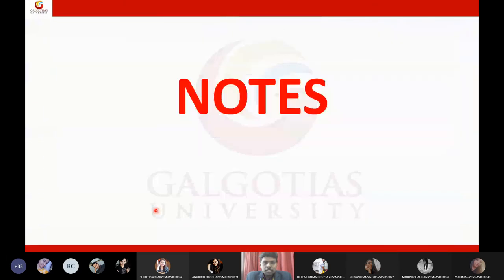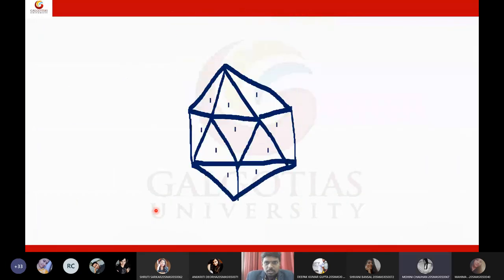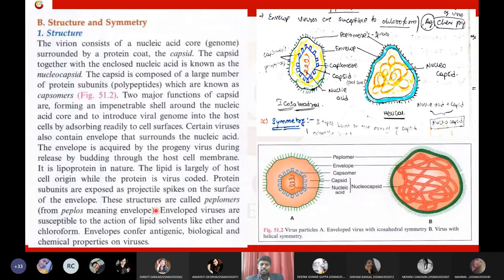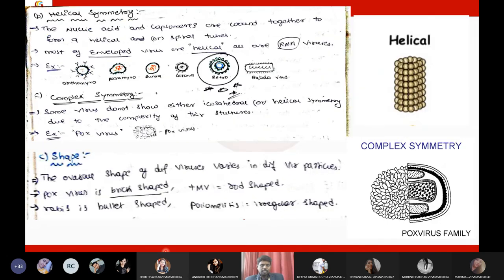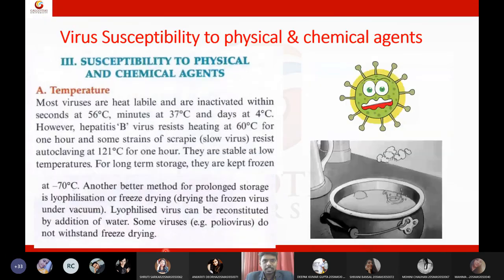So I hope morphology of virus is clear for everyone, right? Whatever I say, the same story is in a boring way in the textbook, in a paragraph manner. So just go through this one. It's easy. This is enough for today, students. Tomorrow we can move on to the next topics. Chemical property is very straightforward, that we can discuss later.